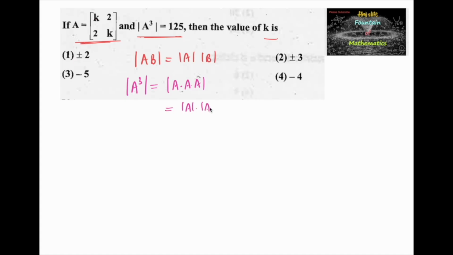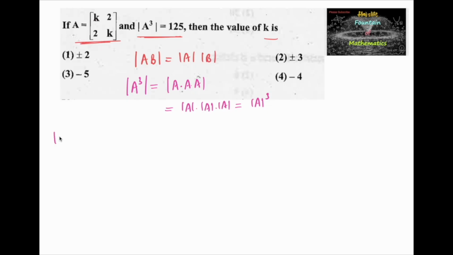Given a matrix A equal to [k 2; 2 k], and determinant of A power 3 is equal to 125, then what is the value of k? We know the determinant of AB, we can write it as det A into det B. So similarly, determinant of A power 3, we can write determinant of A into A into A. We can write it as det A into det A into det A, that is det A whole to the power of 3.